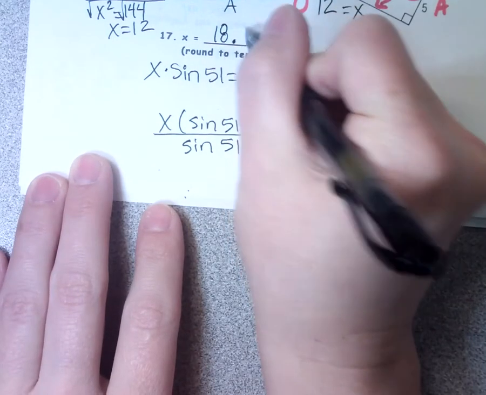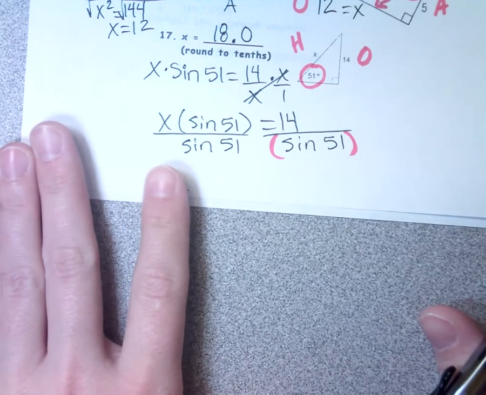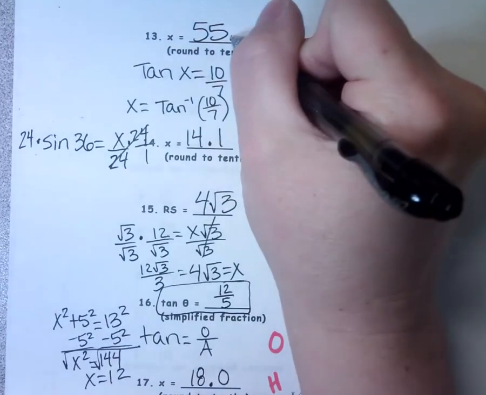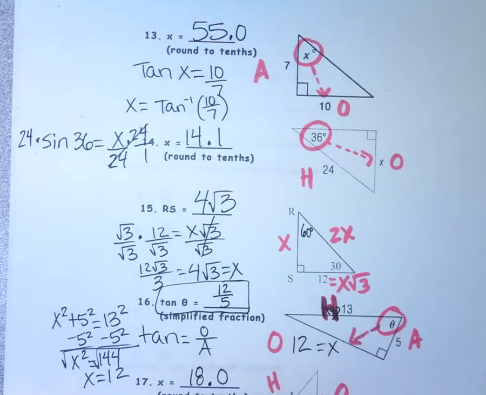So I'll go ahead and I'll put the 0.0. I should pop back up and do that on number 13. Go ahead and put the 55.0 also. Since technically we're rounding to the nearest tenths, I should have something in the tenths place.